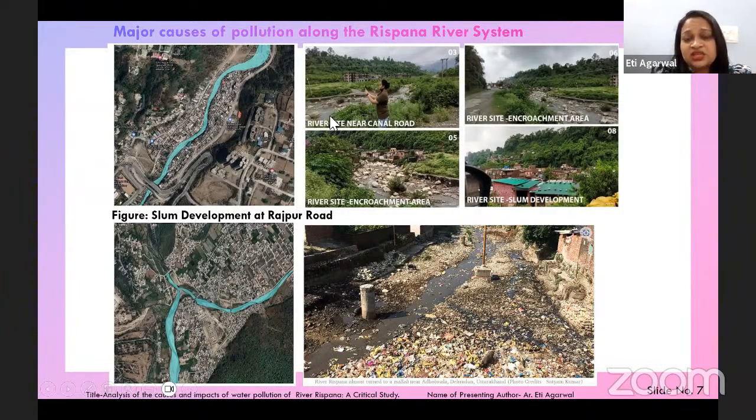As you can see, this is near the main canal road. This was somewhere here. This is a government building that was started. The construction was not by the government, it was a private apartment project. The project started, but then a stay was given and the building is still incomplete, leaving the place again not suitable or aesthetically pleasing. This area is again encroached on both sides. These are small images. If you can see, this was the slum development that happened. And this is how the river has turned now. People are just dumping waste without any consideration of how it is affecting the river.